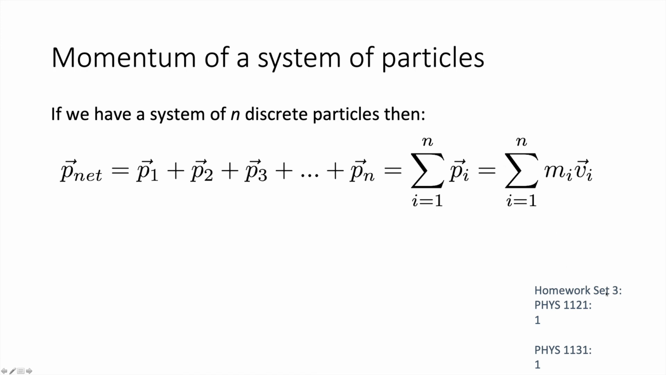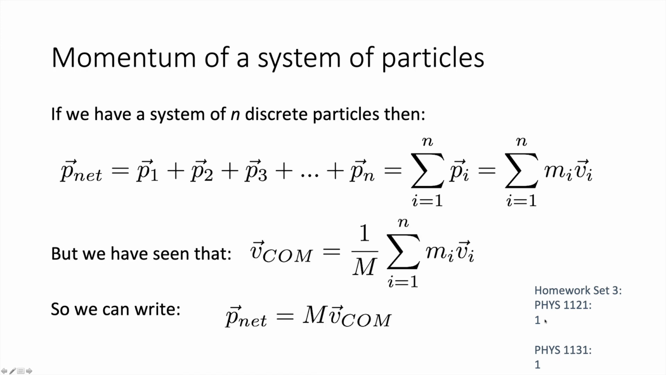So to practice using this, homework set 3 for 1a question 1, and for higher 1a also question 1, but this is actually quite powerful. Because we have seen before that the velocity of the center of mass is equal to 1 over the mass, where the capital M here stands for the total mass of the system, which is the sum of each of the individual masses, times the sum of the individual masses times the individual velocities. So you can see there's lots of similarities between these two. In fact, the only thing which is different is this 1 over M. So this allows us to write that the net momentum of a system is equal to the total mass of the system times the velocity of the center of mass.